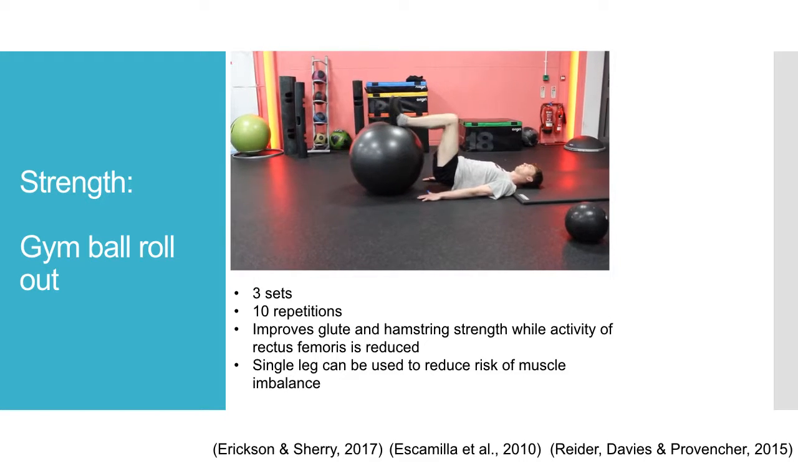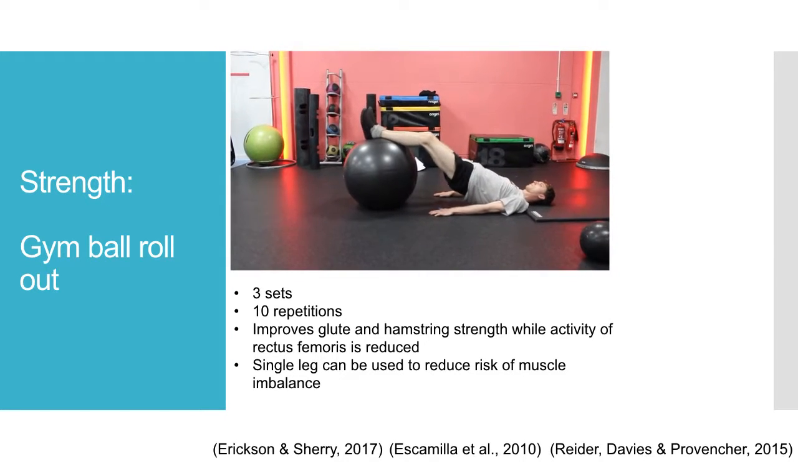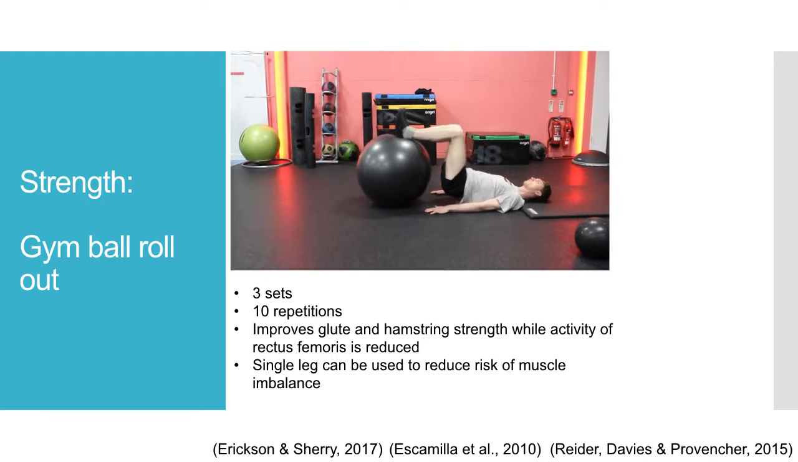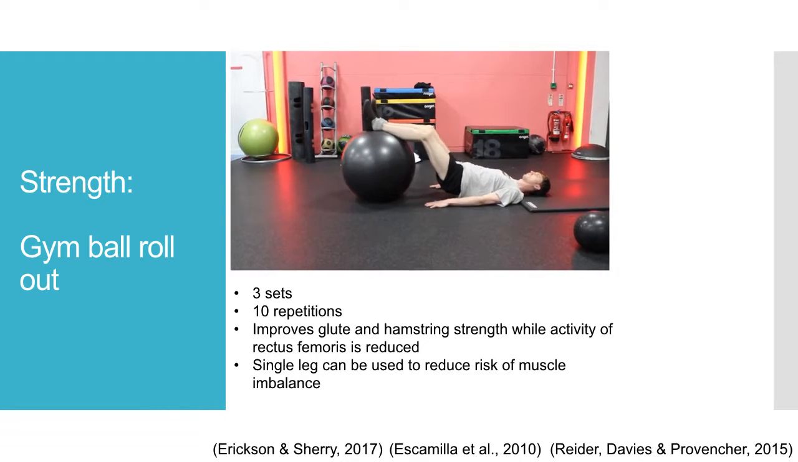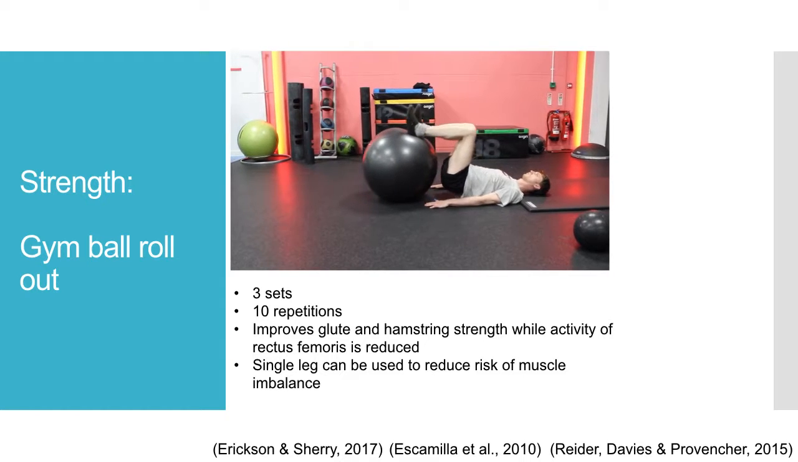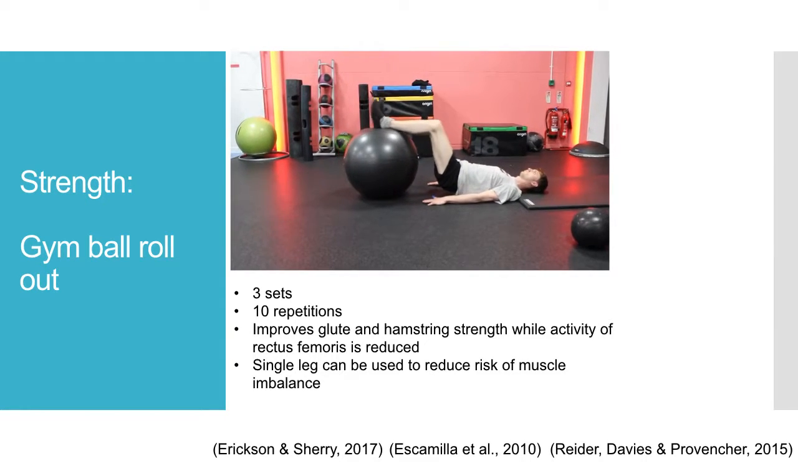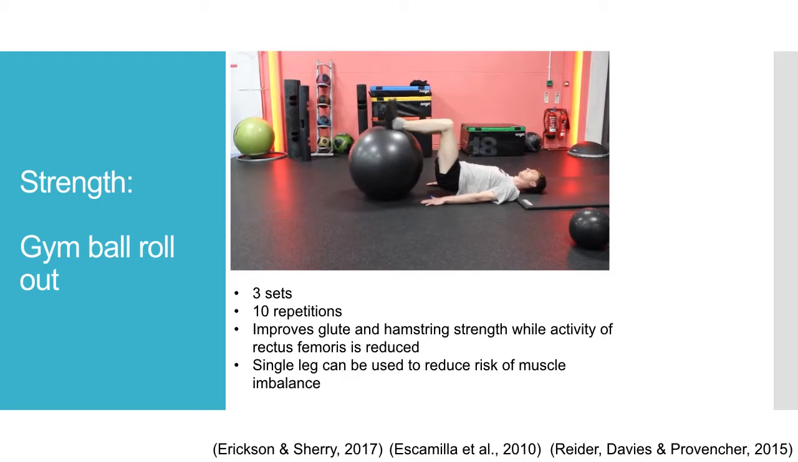This is important for the patient's aforementioned anterior pelvic tilt, as Erickson and Sherry 2017 found that increased concentric quadriceps strength can decrease extension of the hip and is a risk factor for future hamstring injury and muscle imbalances.